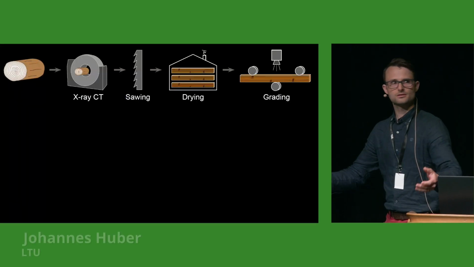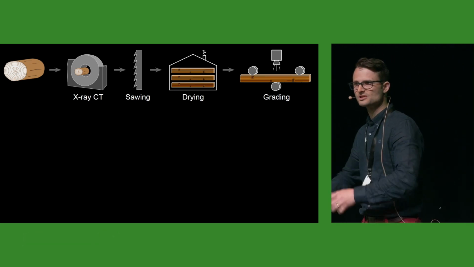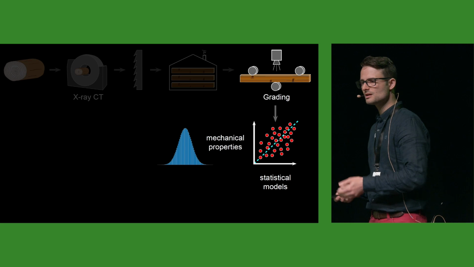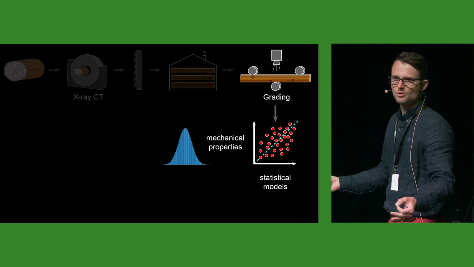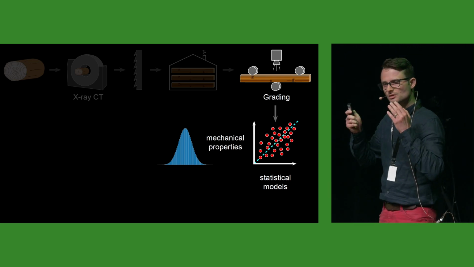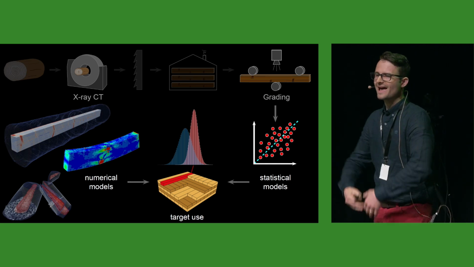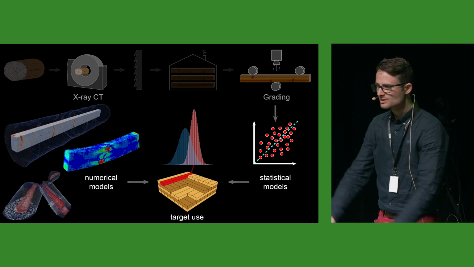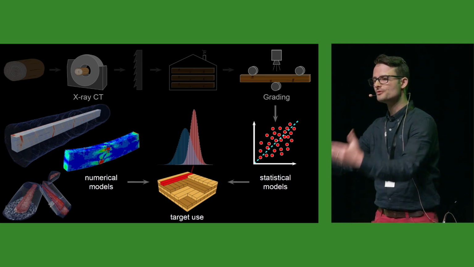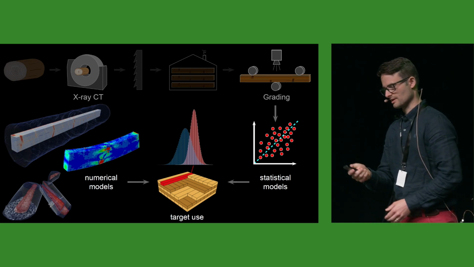So this is what we envision in a perfect scenario here. We have a sawmill process, very simplified. The log comes in, we scan it, we saw it, we dry it, and so on, and then we do some grading. And nowadays, this grading is based on pretty much statistical models, statistical correlations to predict certain mechanical properties. My vision is to use the plentiful data we gather in these X-ray CT scans, add some computational mechanics to it, and produce numerical models that could predict certain properties of the planks to improve our grading and maybe one day even say a target use for that specific plank we're looking at.